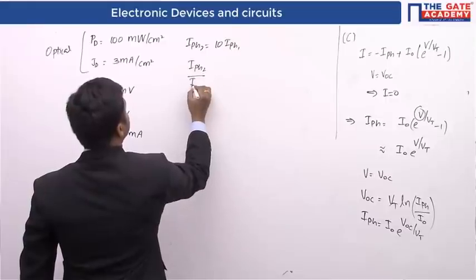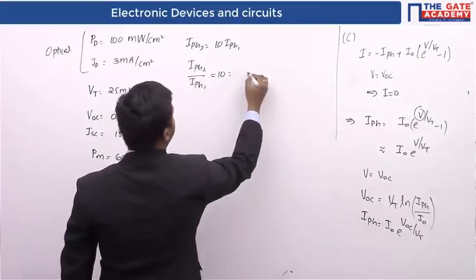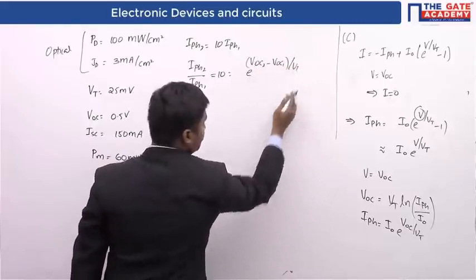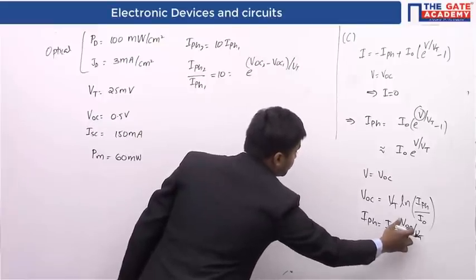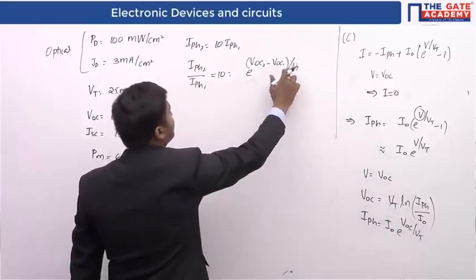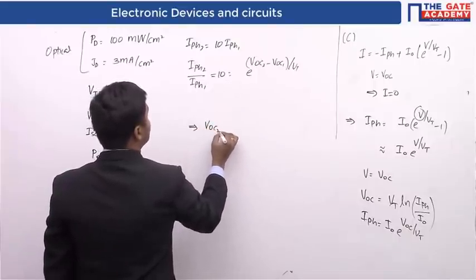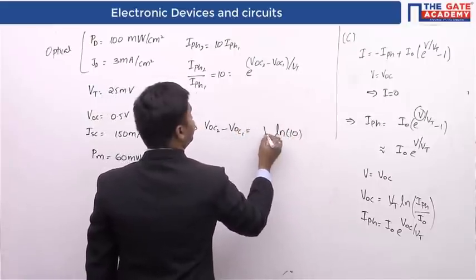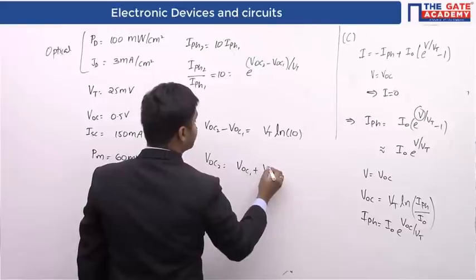Iph2 divided by Iph1, which is 10, using this relation, is going to be equal to e power (VOC2 minus VOC1) by Vt. Yes or no? Iph2 divided by Iph1 is equal to, I naught gets cancelled out, e power VOC2 by e power VOC1. So it's going to be e power (VOC2 minus VOC1) by Vt, which is equal to 10. So therefore, VOC2 minus VOC1 is going to be ln of 10 times Vt. So VOC2 is going to be equal to VOC1 plus Vt ln of 10.